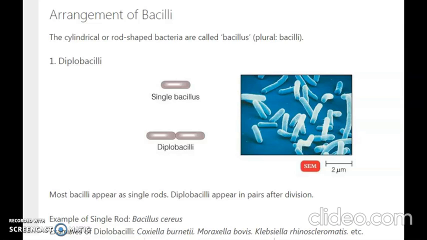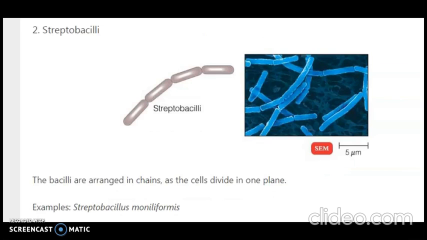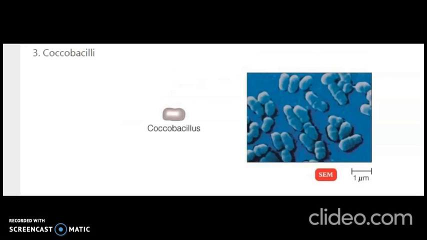The examples of single rods are Bacillus cereus, and examples of diplobacilli are Coxiella burnetii, Moraxella bovis, Klebsiella rhinoscleromatis. The next one is Streptobacilli. Here, the bacilli are arranged in chains as the cells divide in one plane. Example, Streptobacillus moniliformis. The next one is the Coccobacilli.